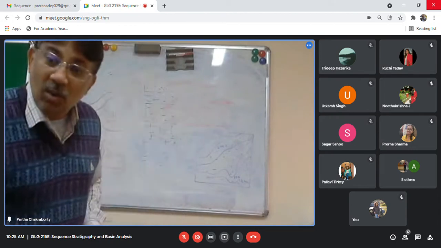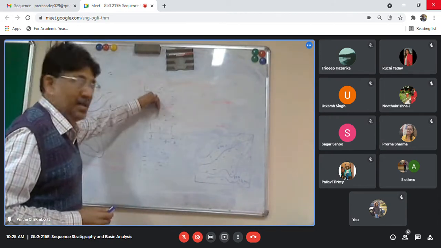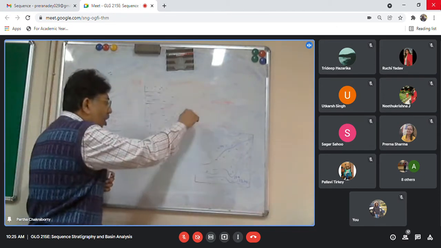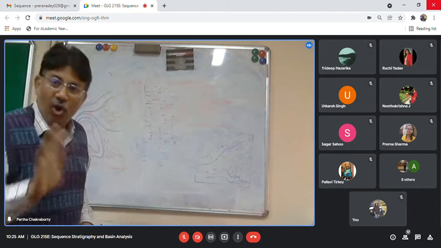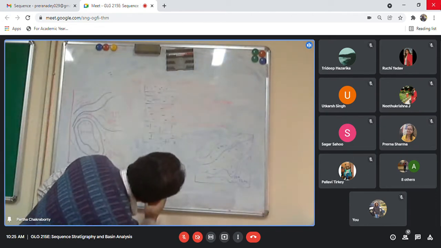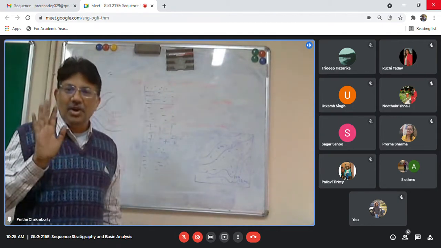Then, what is our idea? We have to see this limestone from the top. By removing all this, I have to see the top of the limestone, how it is. Or by removing the underlying part, I have to see it from below and see how the limestone is from below. You got my point?